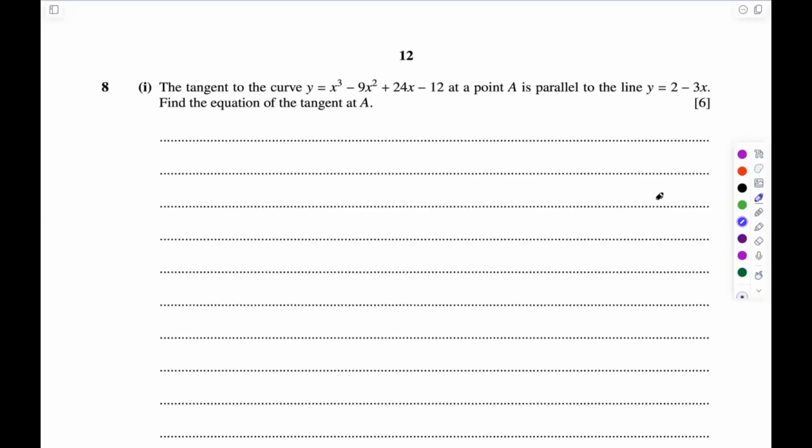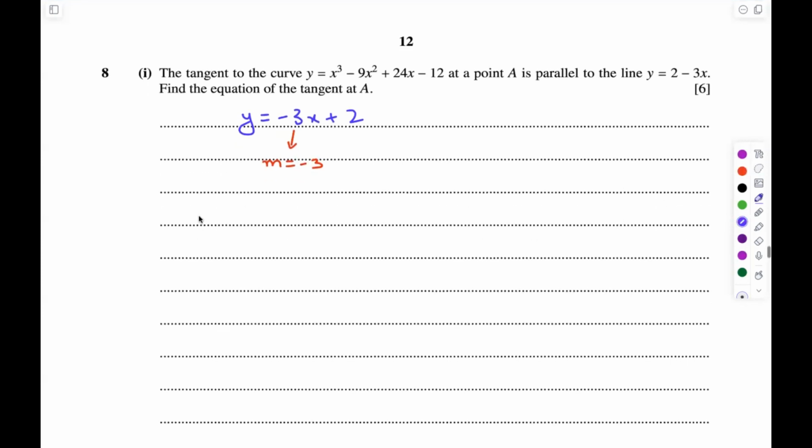Question 8. The tangent to the curve y equals to x cubed minus 9x squared plus 24x minus 12 at a point A is parallel to the line y equals to 2 minus 3x. We have to find the equation of the tangent at A. Now, we know that this line y equals to 2 minus 3x, we can write it as minus 3x plus 2. The gradient of this line we can see is minus 3. So if a line is parallel to this line, it means it will also have a gradient equals to minus 3.